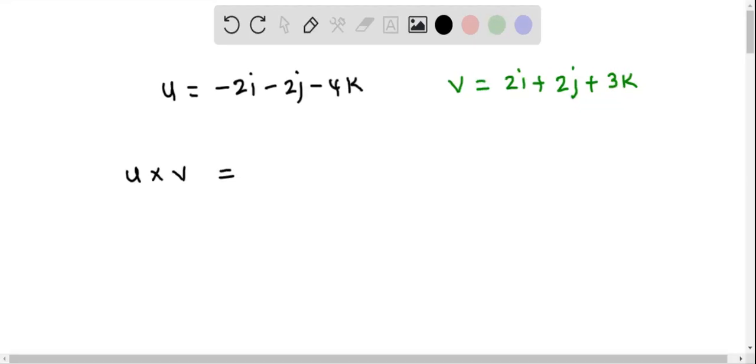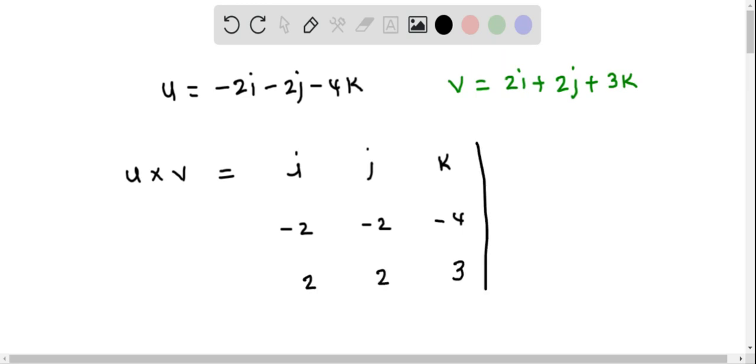Here we have the two vectors u vector and v vector, and we have to find their cross product, that is u cross v. So I'm going to use the determinants to find the cross product. So I put i, j, and k, and then in the second row, I should put the components of u vector, that is -2, -2, and -4. Now in the third row, I put the components of v vector, that is 2, 2, and 3.